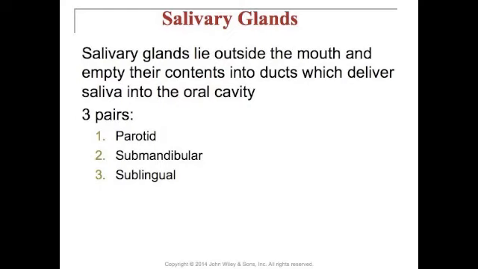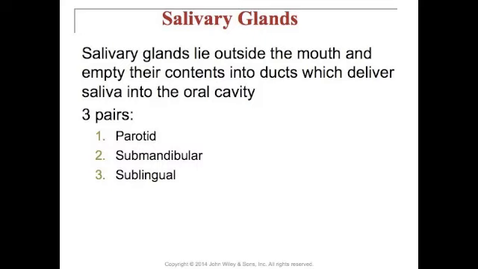So moving on to the salivary glands. The salivary glands lie outside the mouth and empty their contents into ducts which deliver saliva into the oral cavity. And there's 3 pairs of salivary glands. You've got the parotid, the submandibular, and the sublingual. The parotid glands are located inferior and anterior to the ears between the skin and the masseter muscle. The submandibular glands are found in the floor of the oral cavity proper, and they are medial and partly inferior to the body of the mandible.